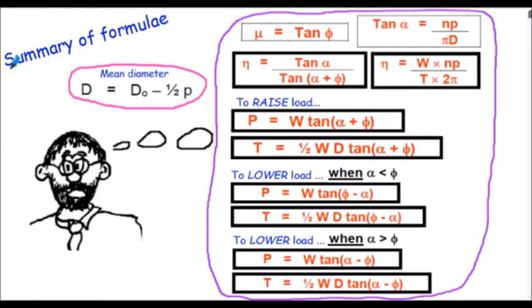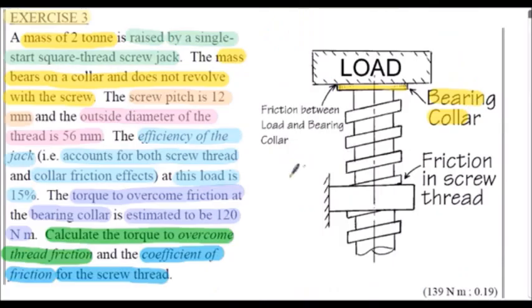If it helps you think through your solution to exercise 3, here's the summary of formulae. As a hint, as you're given in the question the efficiency of the screw thread, theta, you'll be able to determine the torque required, T, to overcome the total friction in the system. You're given in the question that it's estimated 120 Newton meters torque is required to overcome the friction at the collar contact with the load.